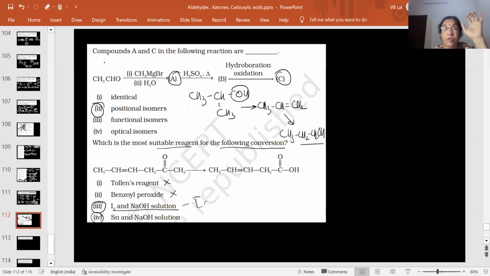This is an iodoform reaction. Iodoform reaction, where does it work? Where you have this group, COCH3 group. So you will get this as a product.